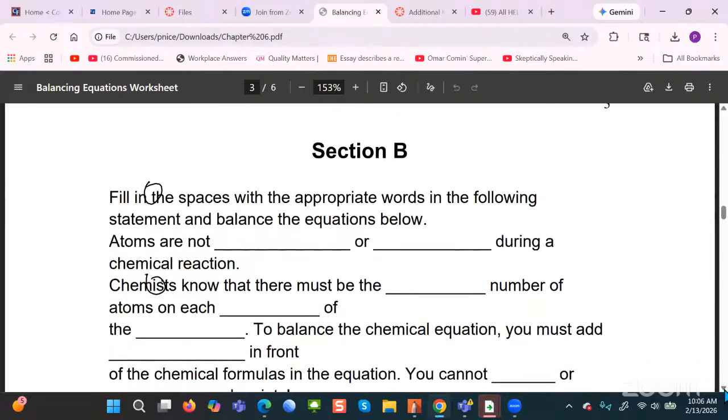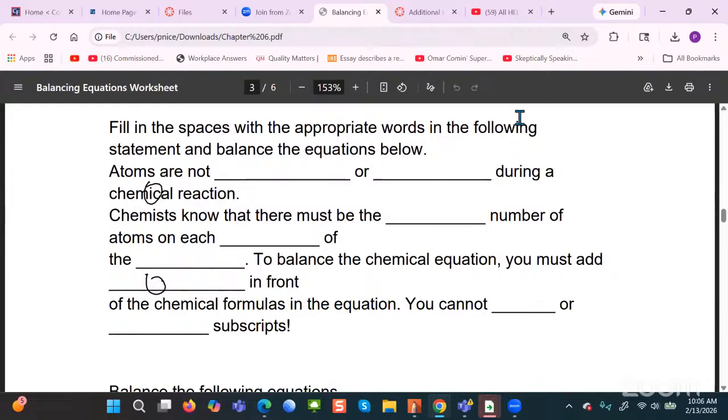Okay, so let's move on now to section B. In the case of section B, you're given some sentences with some gaps where you need to fill in the right terms, based on what we have just discussed. So the question says, fill in the spaces with the appropriate words in the following statement and balance the equations below. So there are some equations below that we need to balance, all right? So let's start off here. It says atoms are not blank or blank during a chemical reaction. So what two terms do you think should be filling these spaces?